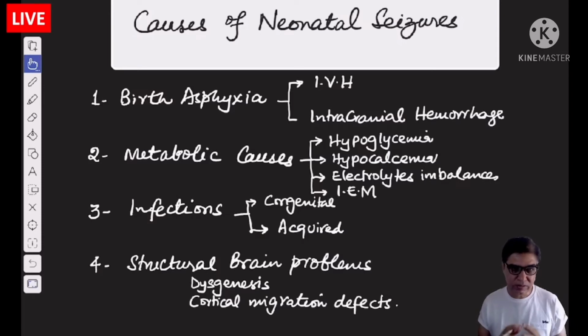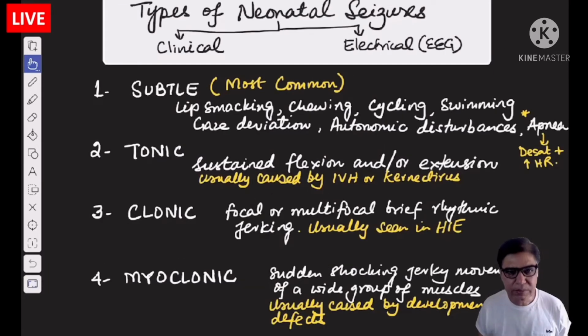But again, from an exam point of view, it's very important that you should not be missing hypoxic ischemic encephalopathy, you should not be missing hypoglycemia and hypocalcemia, and you should not be missing infections. This is very, very important. Now moving on to the types of neonatal seizures.